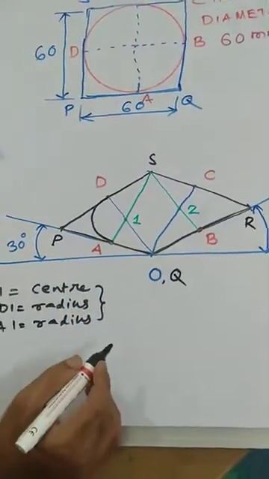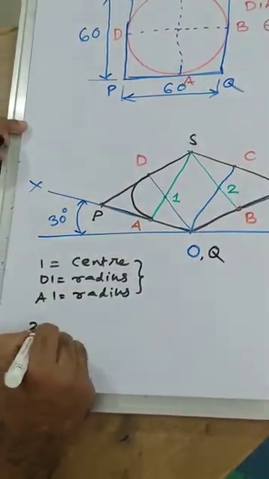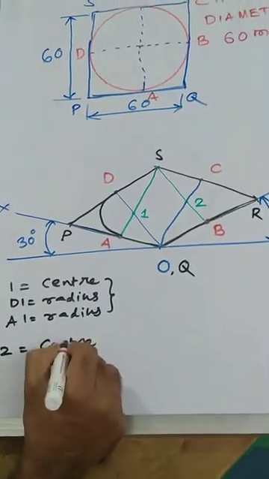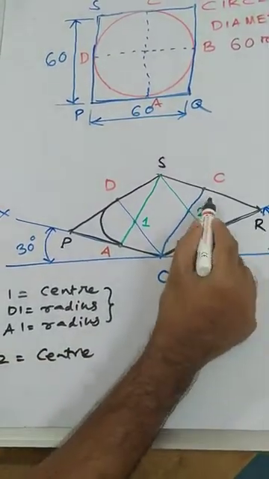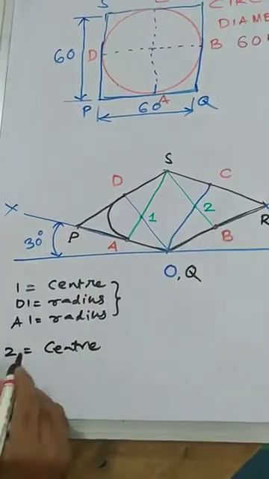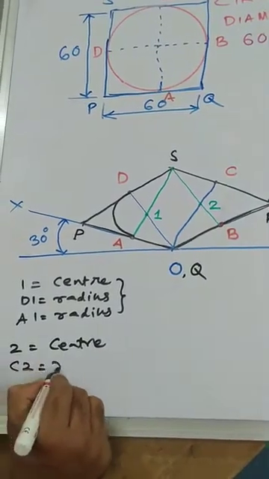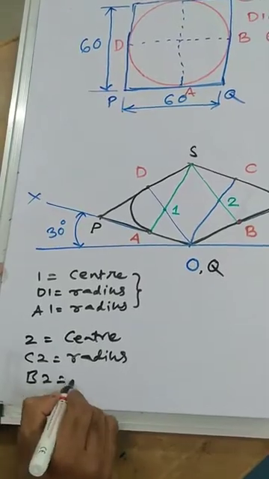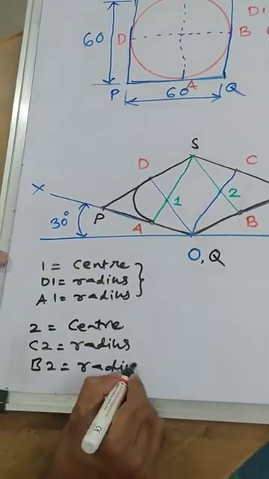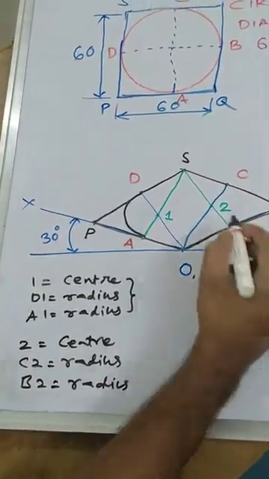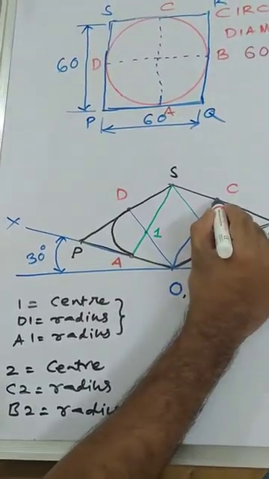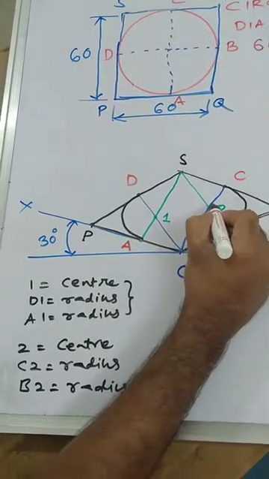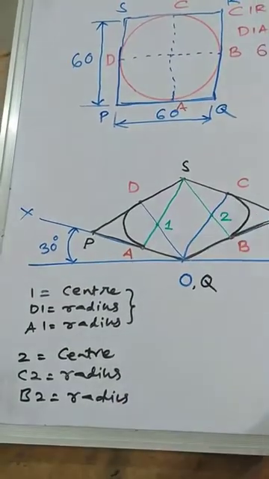Similarly, 2 is a center. Step 2: 2 is a center and C2 or B2 as radius. By using a compass, draw another arc. It is going to touch C and B. This is going to be its radius.